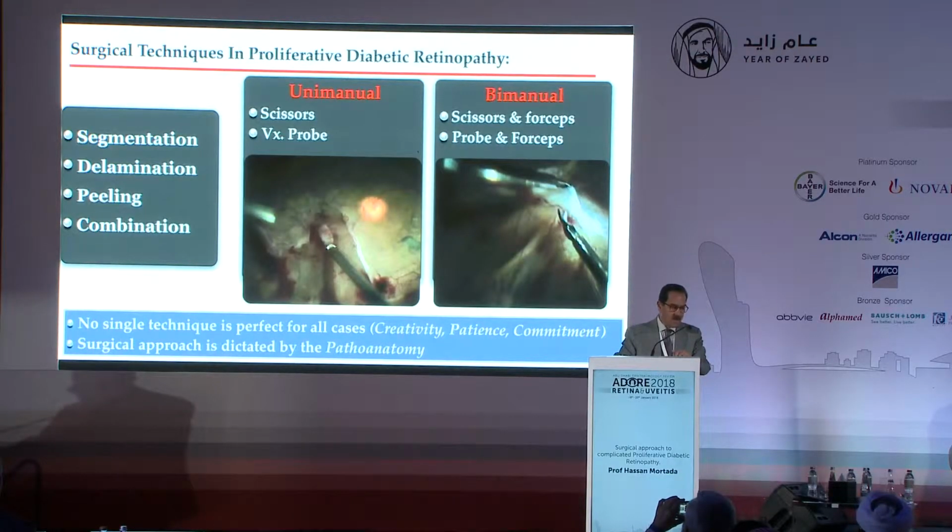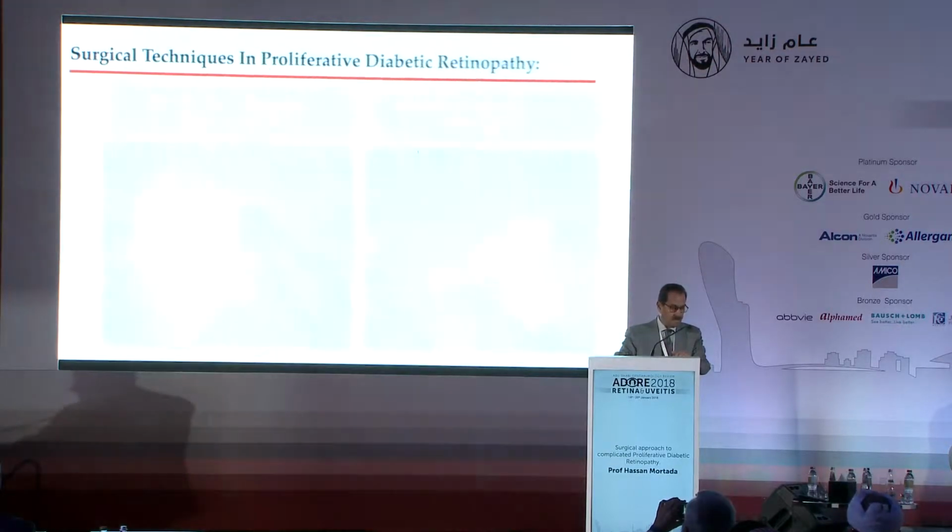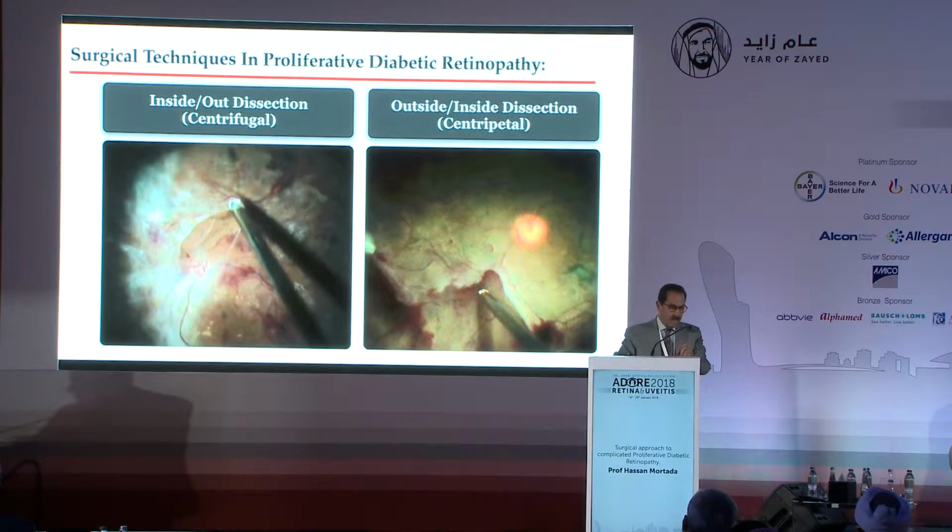Surgical technique in proliferative diabetic retinopathy may be segmentation, delamination, peeling, or a combination of all of these techniques. These techniques may be done unimanual or bimanual, using scissors or probes, but no single technique is perfect for all cases. You have to be creative, patient, and committed. The surgical approach is dictated by the pathoanatomy. It may be from inside to the outside, that is the centrifugal, or from outside to the inside, that is the centripetal technique.